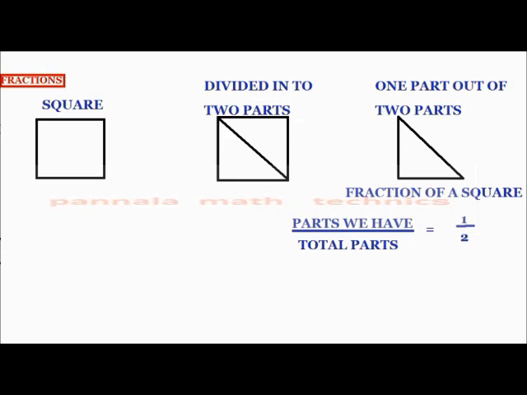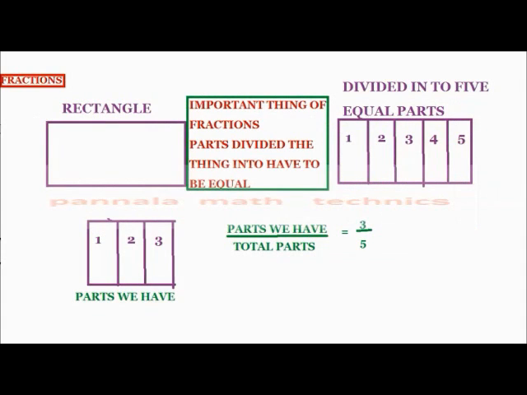Now it's a square divided into two parts. One part out of two parts. So this is a fraction of a square. So parts we have is 1 and the total parts are 2. So we represent it as 1 by 2. Now a rectangle, it's divided into 5 equal parts and we have 3 parts. So we say 3 by 5, that is parts we have by total parts. And one important thing about fractions: the parts the thing is divided into have to be equal.